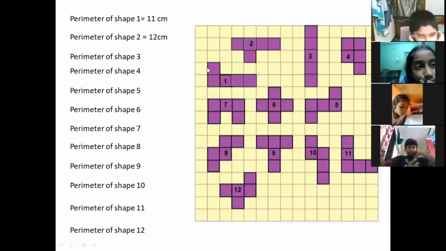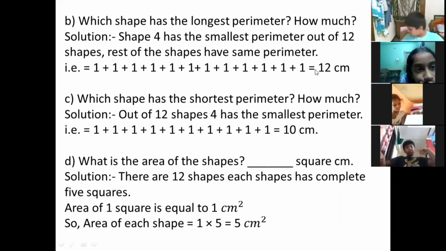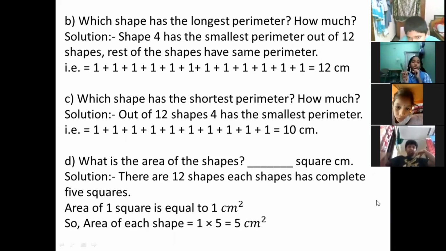See, for the first shape: 1, 2, 3, 4, 5, 6, 7, 8, 9, 10, 11. So 11 centimeters, like that. You have to find out the perimeter for all the shapes. From that, which shape has the lesser perimeter? Which shape has the more perimeter? You have to answer these questions. And you have to find out the area of the shapes. That is clear: the area of each shape is equal. Why? Because each shape is formed with only 5 squares. So the area of all the shapes will be 5 square centimeters only.